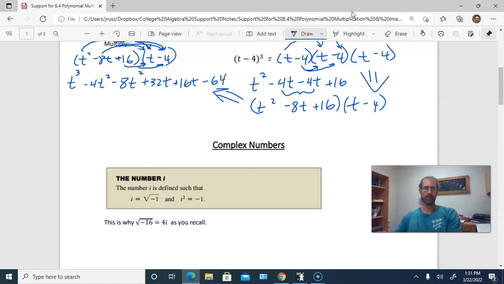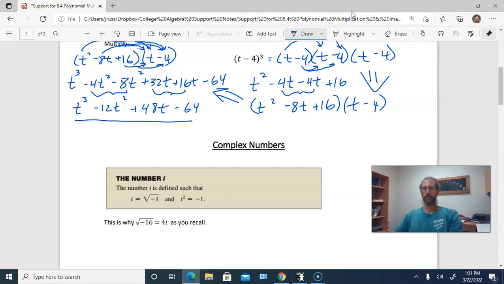Okay, and then we've got to combine our like terms. We've got a couple of them here in the middle. Negative 4 and negative 8 will be negative 12t squared. Bring down your t cubed, and then we've got another couple. 32 plus 16 is 48t, and finally we've got the minus 64. Okay, so this is going to be our product.